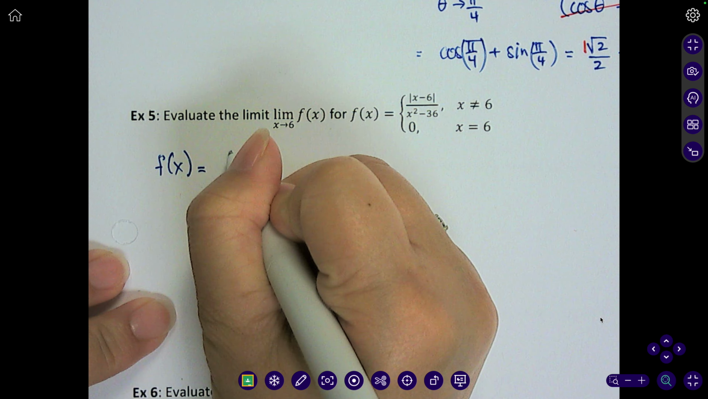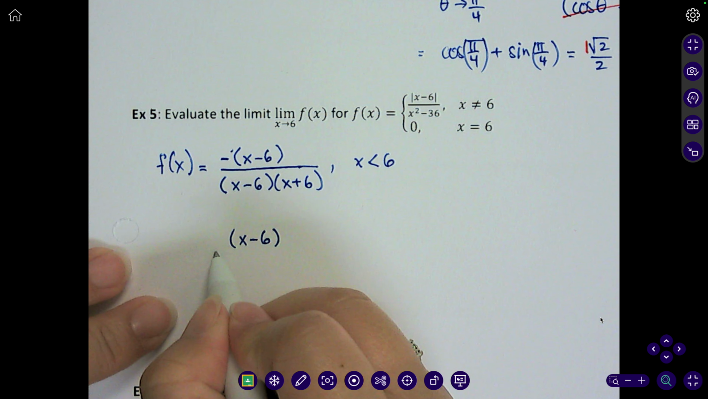X minus 6, x plus 6. And when I break this up, this occurred when x is less than 6. So this tells me I'm going from the negative side, anything less than 6, on the left of 6. And then the other one is on the right, the positive side. So that's x minus 6. So you have a negative x minus 6 and a positive x minus 6.